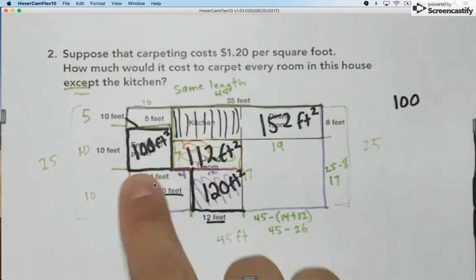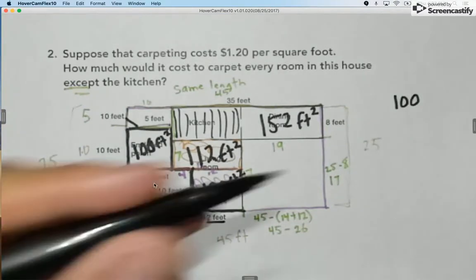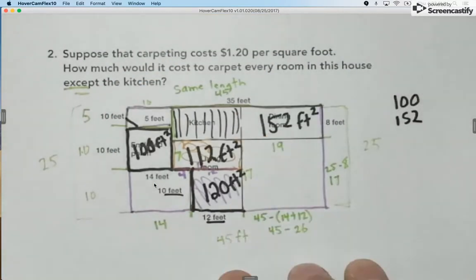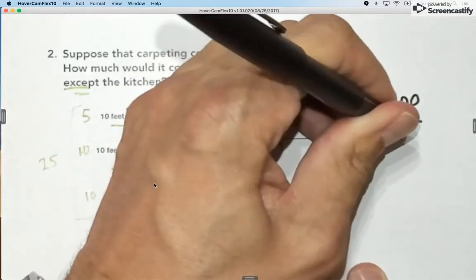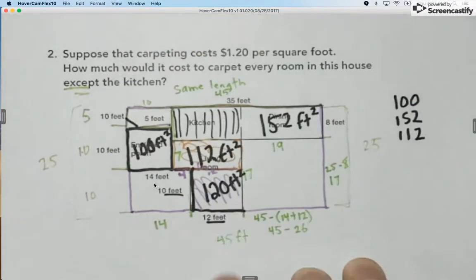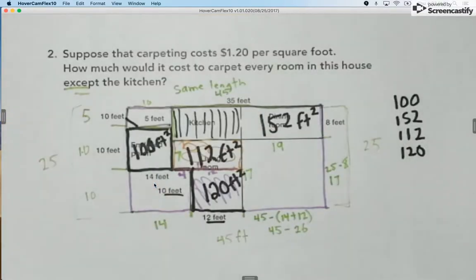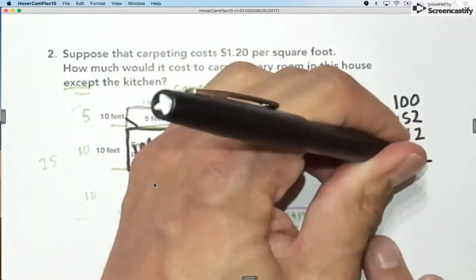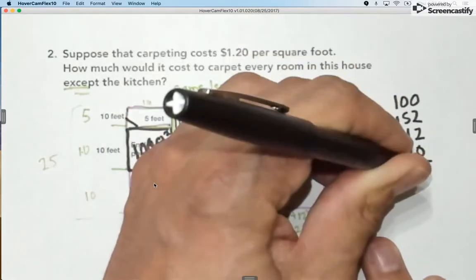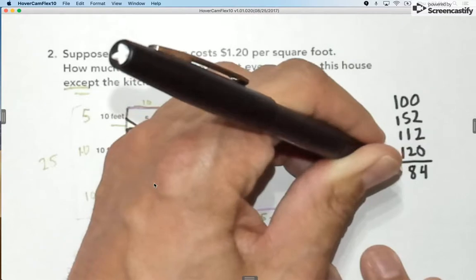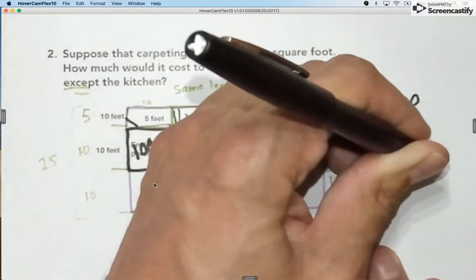To carpet every room except for the kitchen, I would have to take 100 feet for the enclosed porch, 152 feet for the dining room, 112 feet for part of the living room, and 120 feet for the rest of the living room. I would have to add those all together to get 484 feet squared.